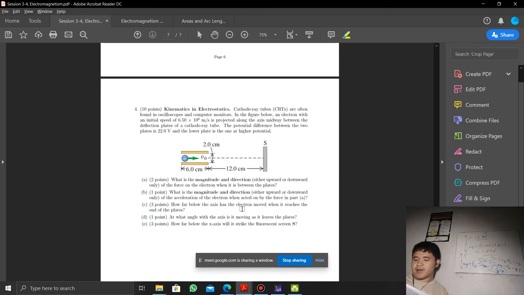Ngayon, let's try yung number 4. Ito, problem sa amin to sa grade 12. Kaya lang, perfect siya eh. Don't worry, hindi siya mahirap. Kaya niya yan. Sige, ito, ang important lang dito, merong initial velocity na 6.5 times 10 to the 6 meters per second midway. So, meron siyang initial height na 1 cm. Pero, let me see how you're going to deal with that. The potential difference is 22 volts. And the lower plate is the one at higher potential.